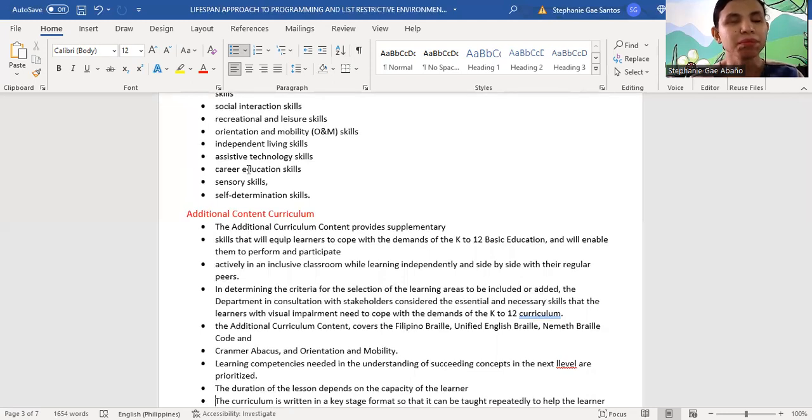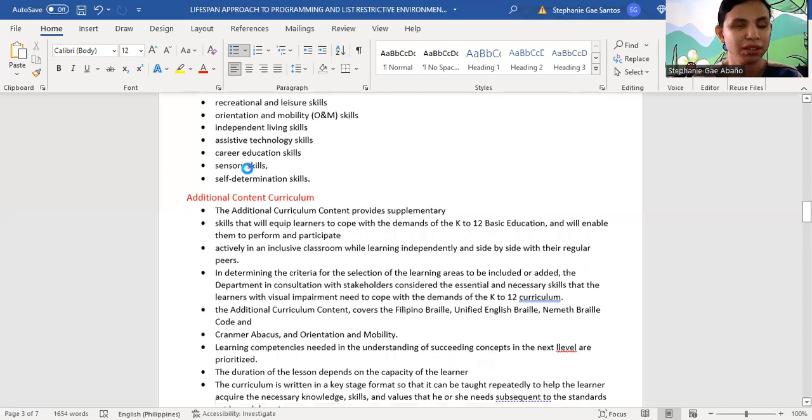And the curriculum is written in key stage format, which considers the lifespan approach, from kinder, grade 1 to grade 3, grade 4 to grade 6, grade 7 to grade 10. The learning competencies, goals, and objectives are written depending on the age, level, and skills of that child.